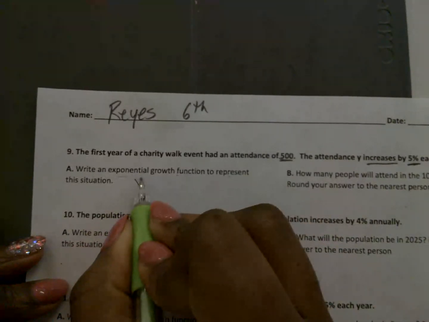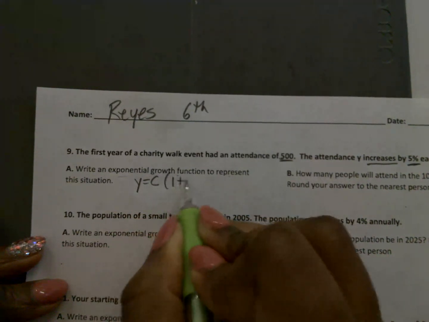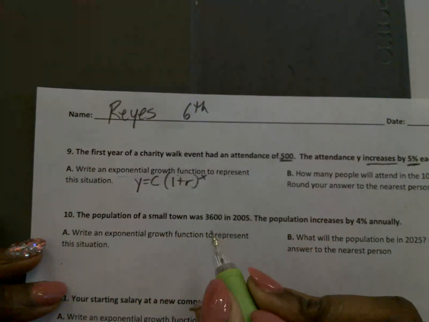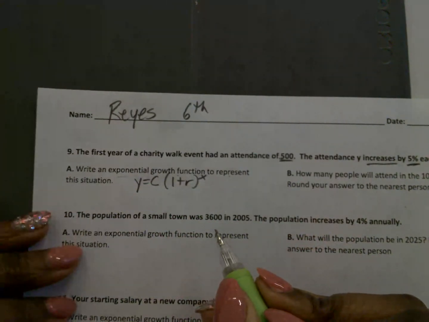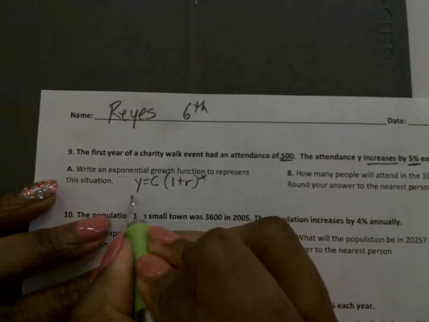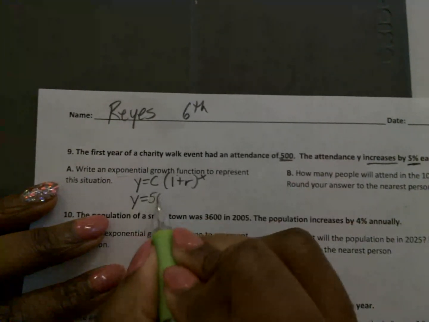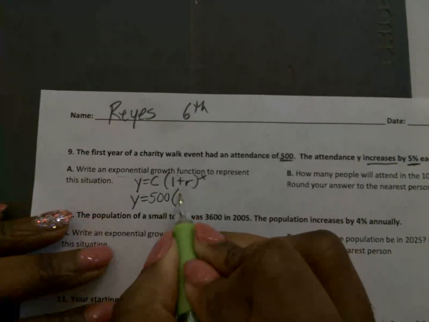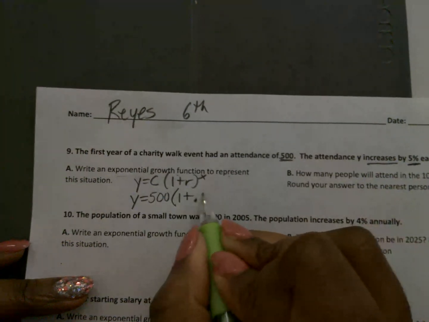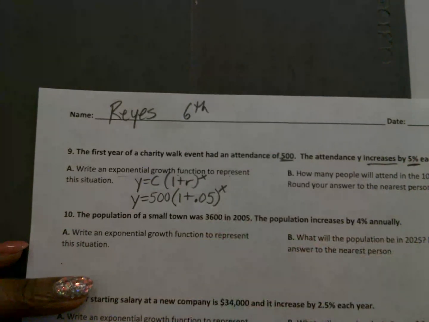So remember, the exponential growth function is y is equal to c times parentheses 1 plus r raised to the t or x power. Because in these problems, your x is going to be some kind of time, so they sometimes use the variable t instead of x. So the equation: the starting amount is going to be 500 in attendance that first year, 1 plus your percent, 5%, written as a decimal, to the x or t power. This is the equation for that situation.